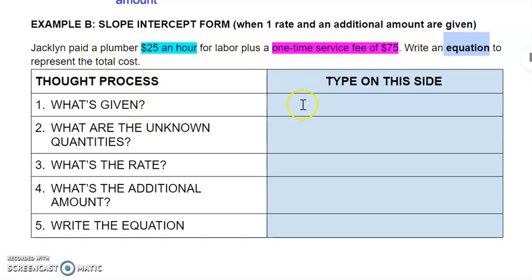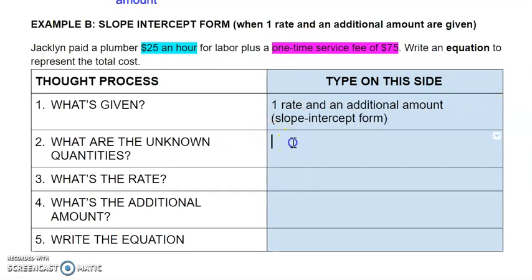So what's given? I have one rate and an additional fee, an additional amount. When it's one rate and an additional amount, most likely that's going to be our slope-intercept form.